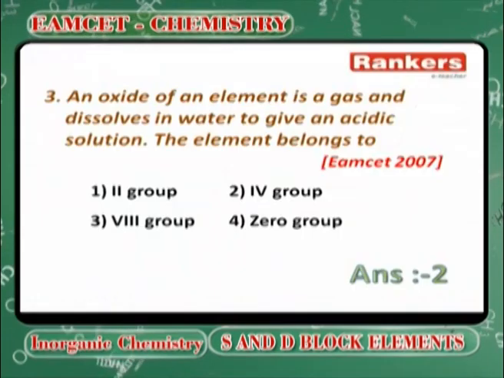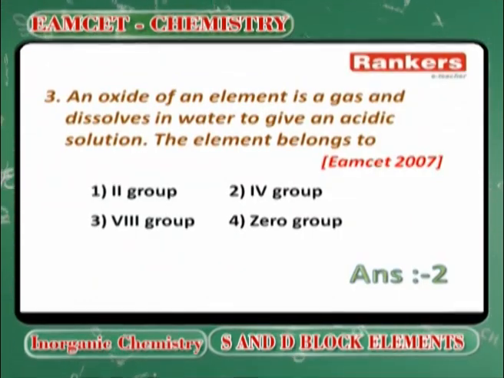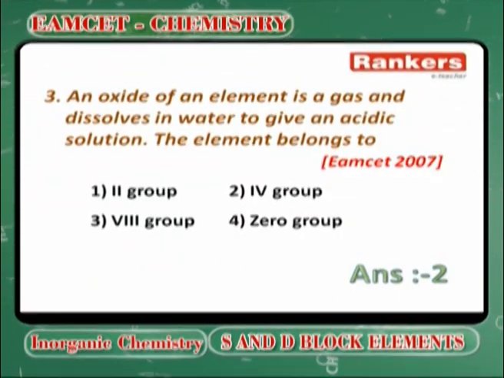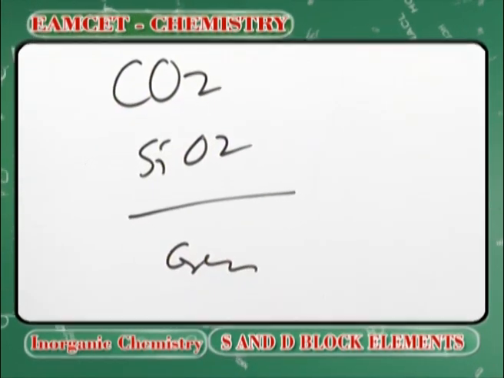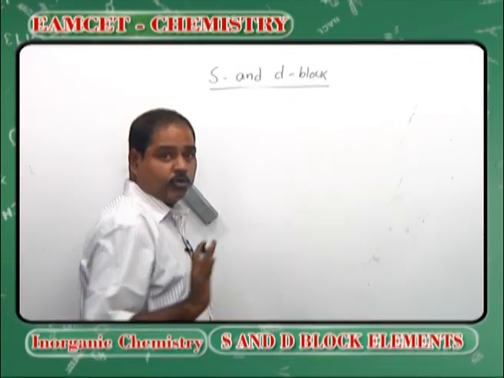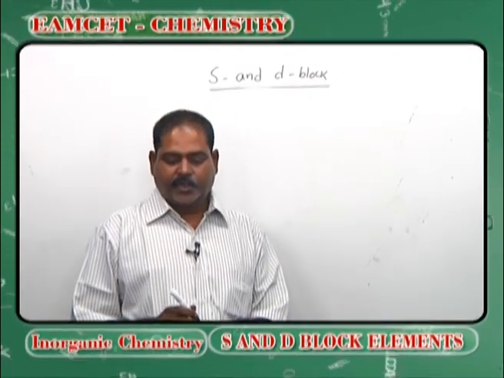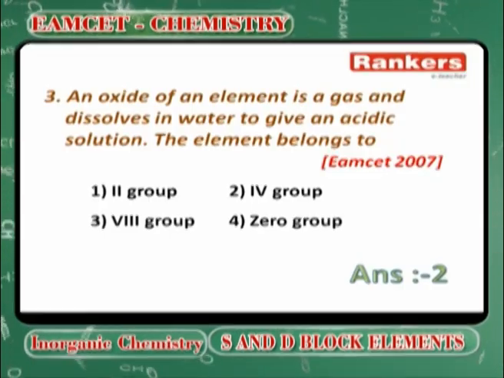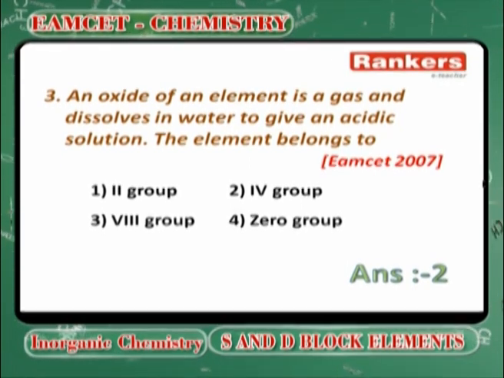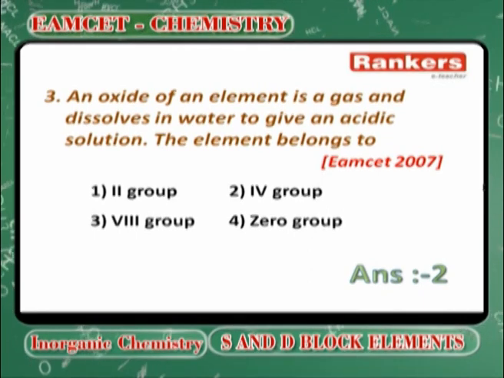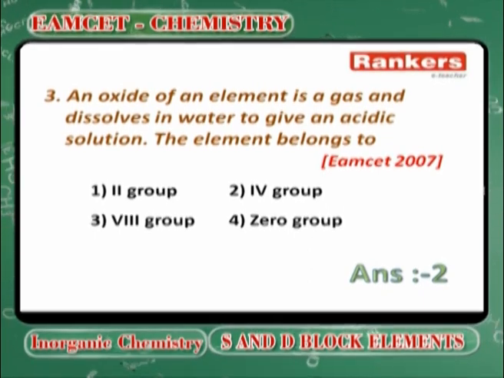So which can only be acidic? Fourth group. Fourth group means carbon dioxide acidic, silicon dioxide acidic. Of course germanium, others we don't know, but carbon dioxide. Fourth group oxides are acidic. Second group oxides are basic. Eighth group metal oxides are basic, and zero group, they don't form any oxide. Helium, neon, what oxides do they form? Next question.